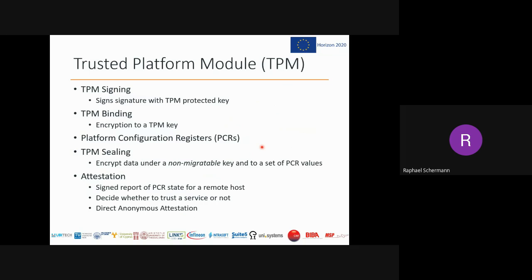So then we have the TPM sealing. Here, the TPM encrypts data under a non-migratable key and to a set of PCR values. Then one important part that is extensively used in Rainbow is the attestation. Here, it is a signed report of PCR state for a remote host. So here, the host can decide whether to trust a service or not. And also for some privacy mechanisms, we are doing the attestation via the direct anonymous attestation protocol.